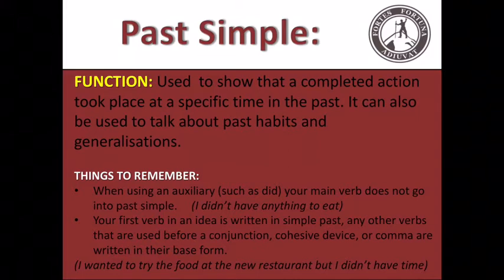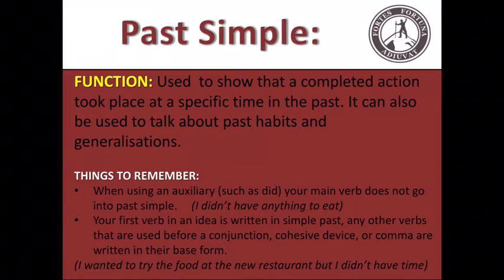You can see here that the verb try is written in its simple base form. I wanted to try the food at the new restaurant. But here works as our conjunction, so we move back into simple past. But I didn't have time.